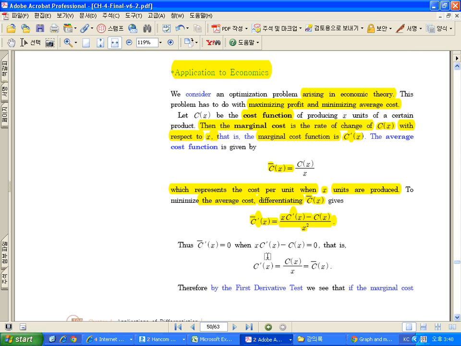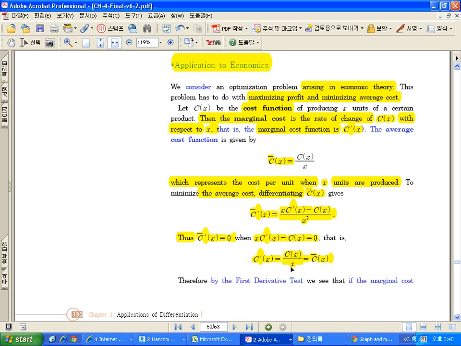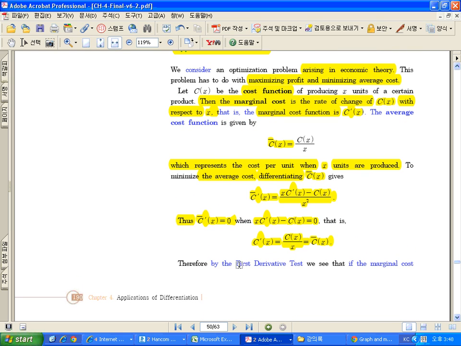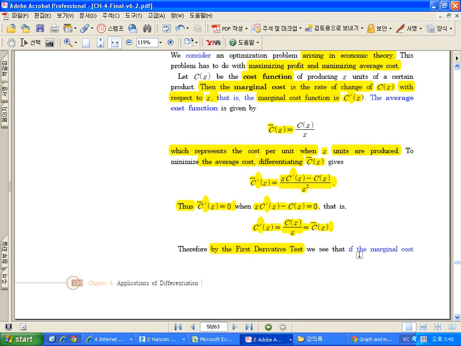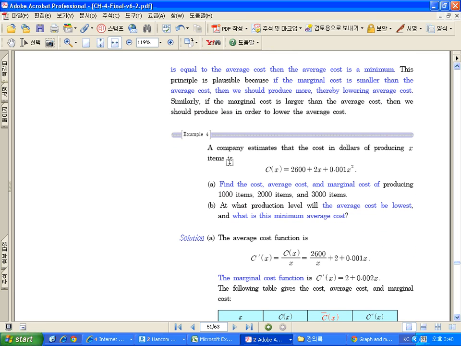So let this C bar prime of X be equal to 0, which means the numerator is 0. That means C prime of X is the same as C of X over X, which is what? The cost function, like this. Okay? Then, by the first derivative test, if the marginal cost is equal to the average cost, then the average cost is minimum.